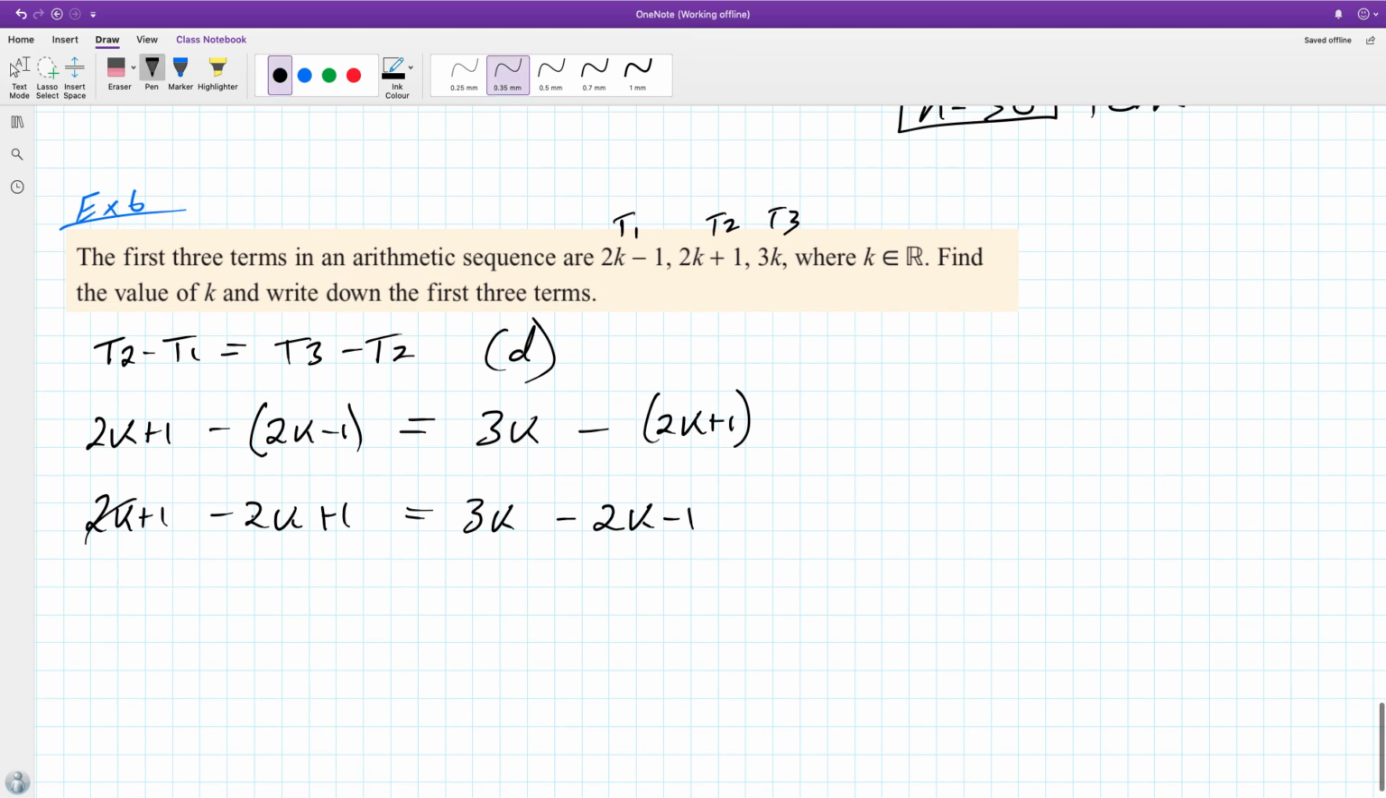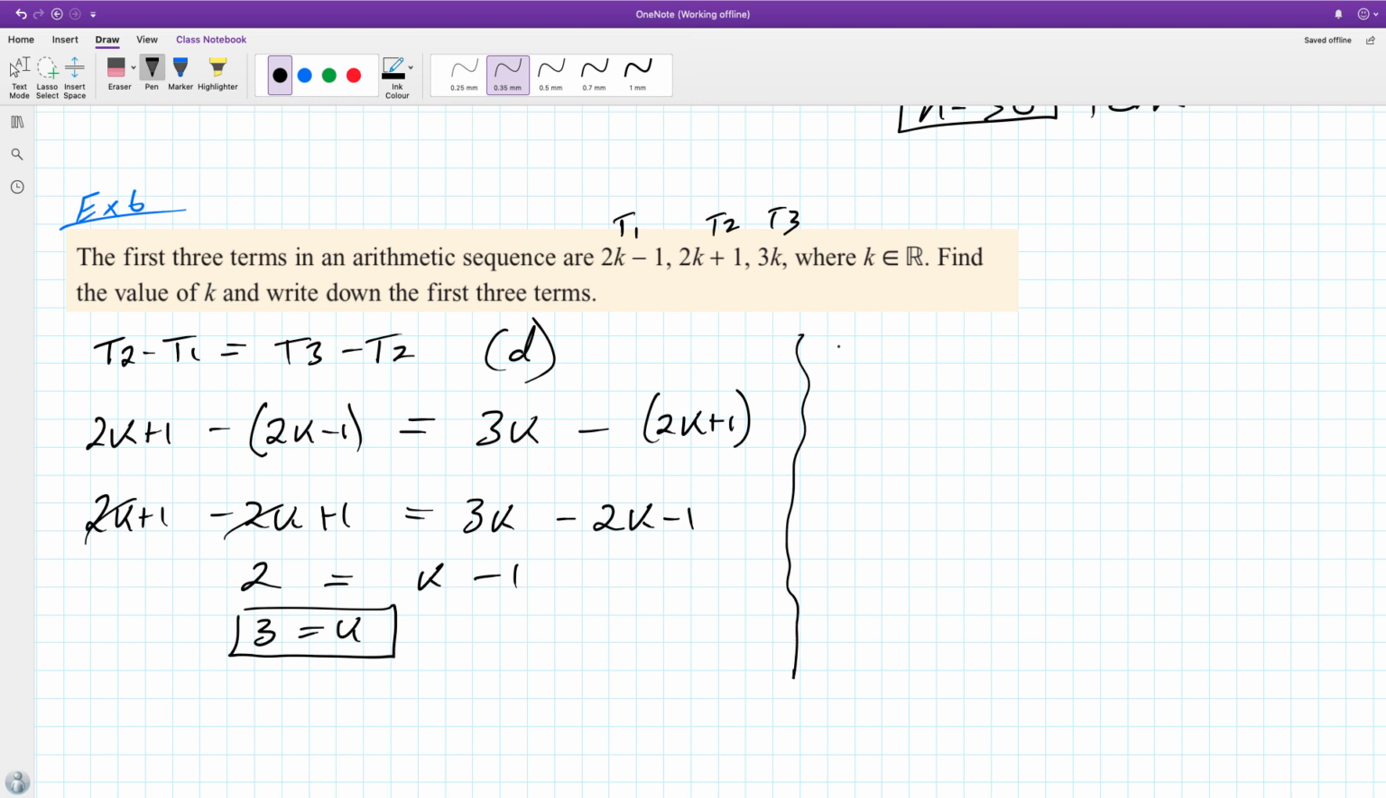2k minus 2k cancels, 1 plus 1 is 2, equal to 3k minus 2k, which is k, minus 1. Bring over your minus 1. 3 is equal to k. K is 3. Very careful with your signs.